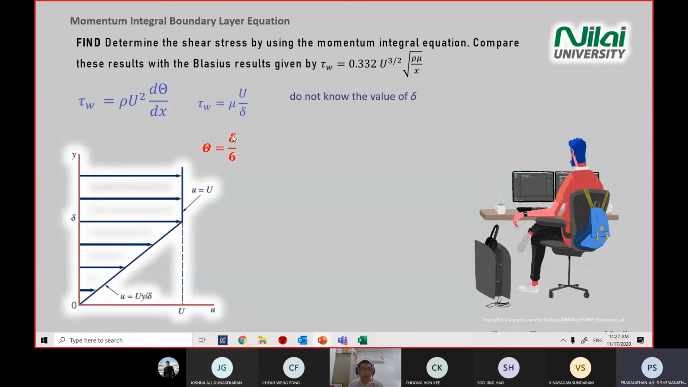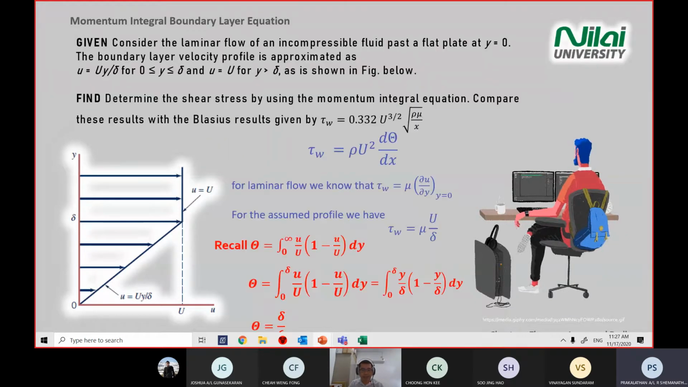So we do not know this value. Where do we get the 6? There you get the 6, from this one. You integrate this one, and because all this y you will have delta, when you simplify this equation, you will get delta divided by 6.